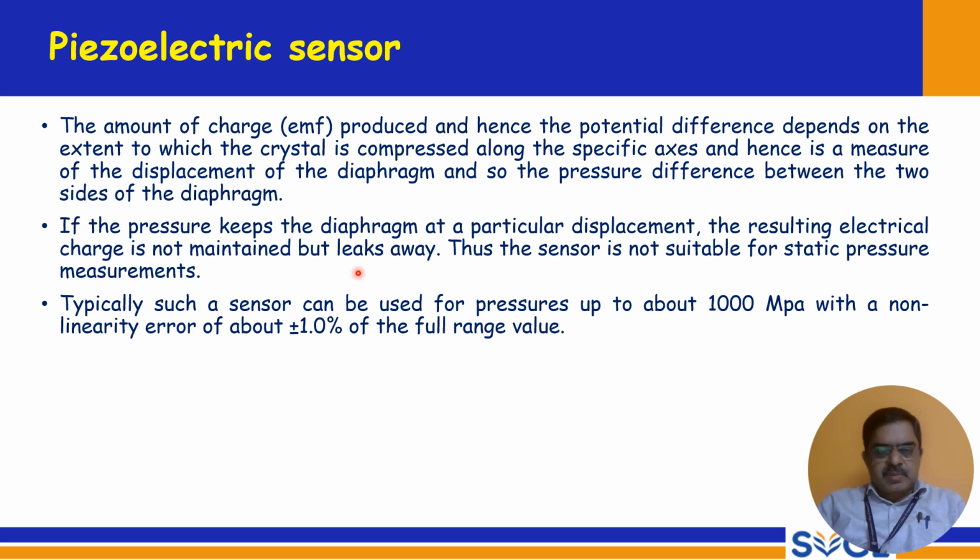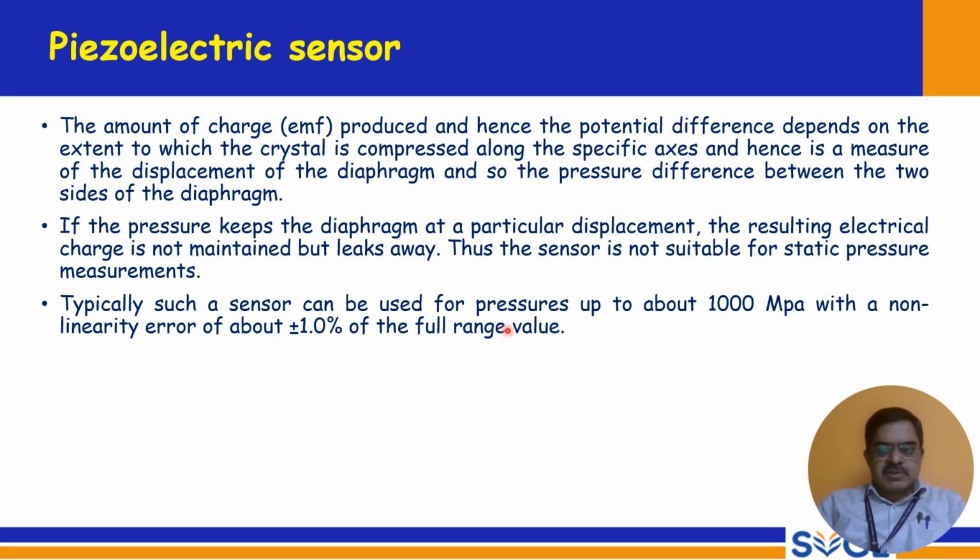If the pressure keeps the diaphragm at a particular displacement, the resulting electrical charge is not maintained but leaks away. Thus the sensor is not suitable for static pressure measurements. Typically such a sensor can be used for pressures up to about 1000 megapascal with a non-linearity error of about plus or minus 1 percent of the full range value.